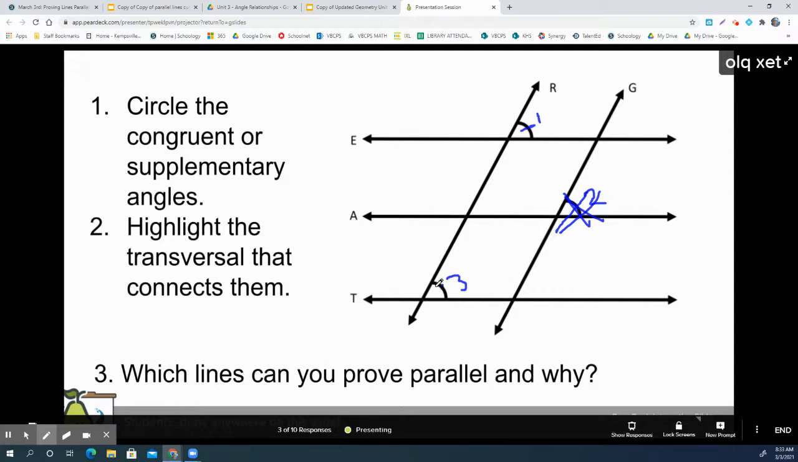Do 1 and 3 have a relationship? Corresponding. Are corresponding angles supposed to be congruent? Yes. Because they're congruent, because they're connected, because they're corresponding, I can say E is parallel to T.